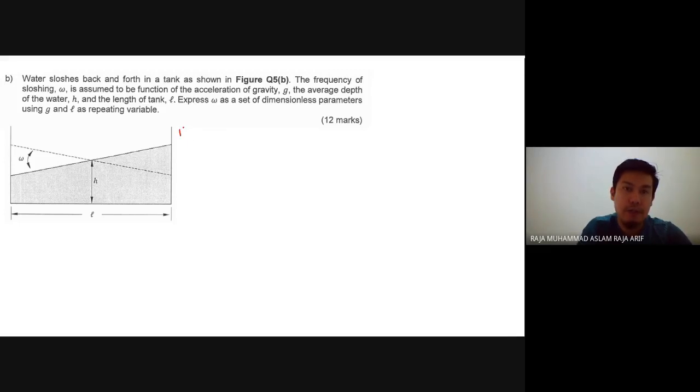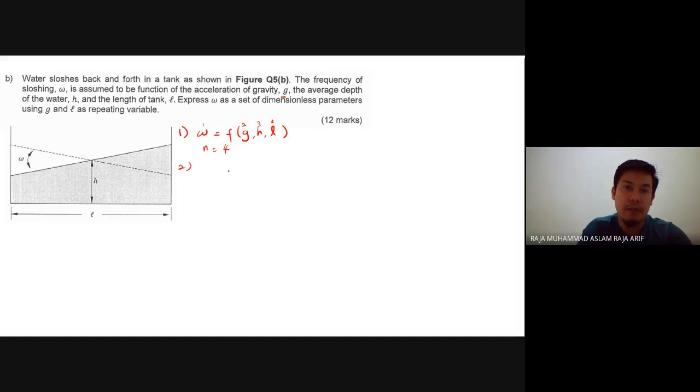Okay, so the first step is that we list the parameters. We have the frequency of sloshing omega as a function of g, the average depth of water h, and the length of tank L. So we have 1, 2, 3, 4 parameters, so our n number will be 4.